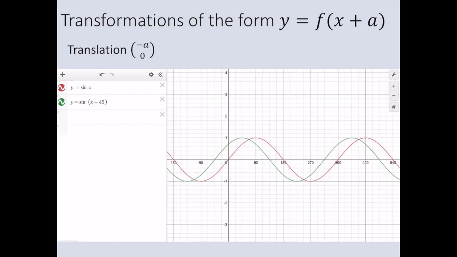So the red graph again is y equals sine x, and the green graph is the graph of y equals sine of x plus 45. Hopefully you can see that every single point on the graph has been moved to the left by 45 degrees. So looking at these points in particular, we've got a shift to the left of 45 degrees.